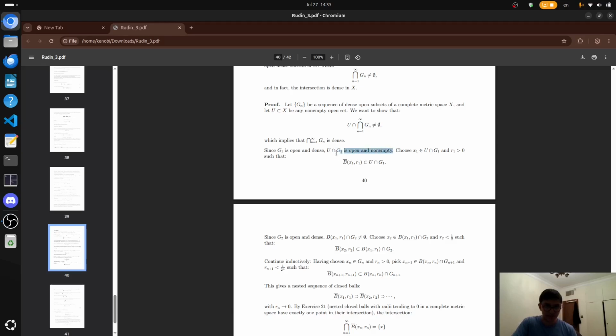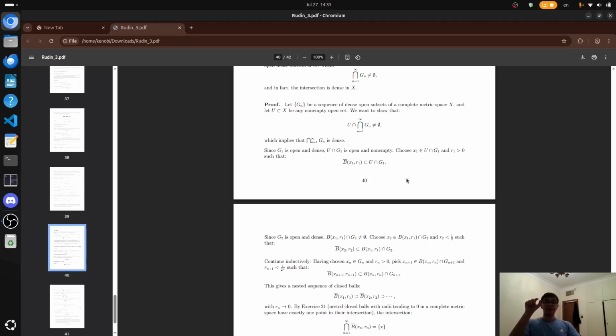Because if it's dense, then it's either going to be a point of E or a limit point of E. So we can suppose that some G1 contains E, right? Let's choose X1 in U intersection G1, such that the closed ball X1 R1 is in U1 G1. So you're taking the intersection of this set and the dense set, and you're taking a ball inside of it, for that point inside of it.